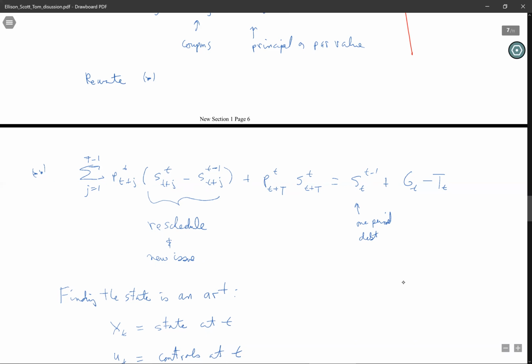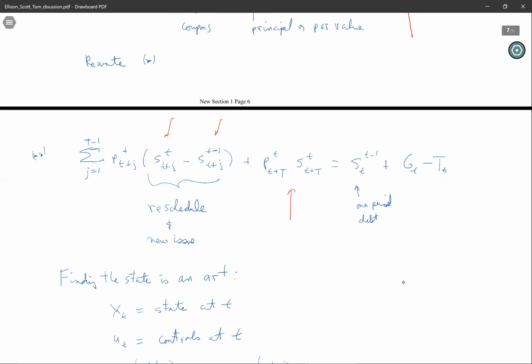This first term is, I issue some of the longest term stuff. That's what I pick up. And then here, I do a lot of shuffling and rescheduling because I came in owing this vector, and I'm going to go out owing this vector. So their equation allows rescheduling, refinancing, repurchasing, and reissuing. And I've just written this to highlight this.